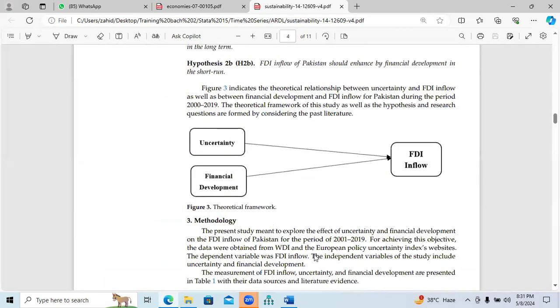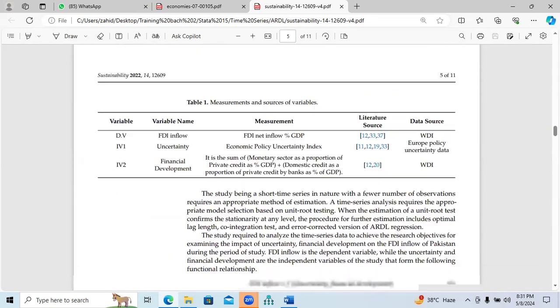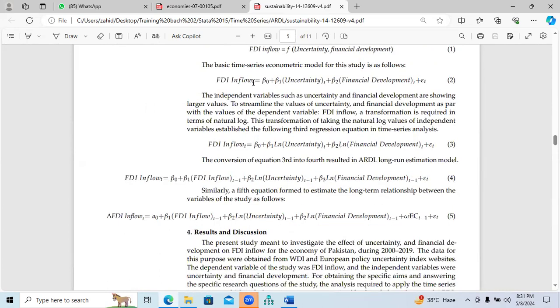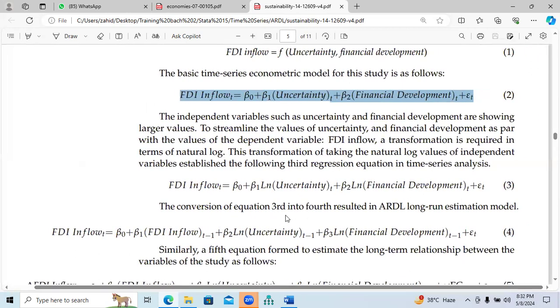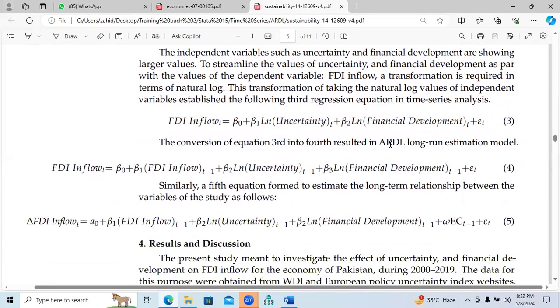First of all, I would like to show you the model. This is the model. There are two independent variables and one dependent variable. This is the theoretical model. And as far as the methodology is concerned, this is the model. You can see here it is a simple time series model. When you are using macroeconomic data, always try to convert your variables into log terms, like ln uncertainty, ln financial development. So I have converted my variables into log terms. Then I have converted my model into the ARDL model.